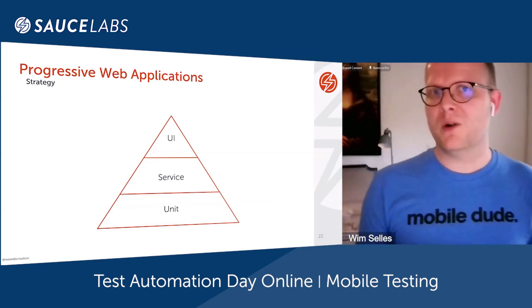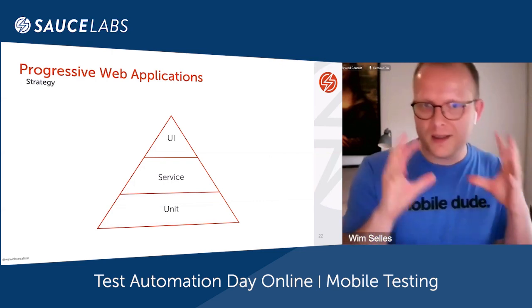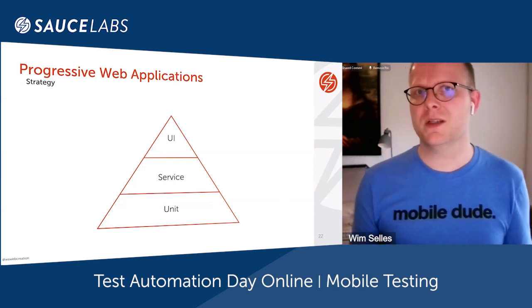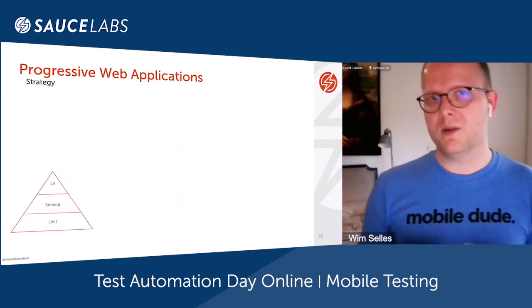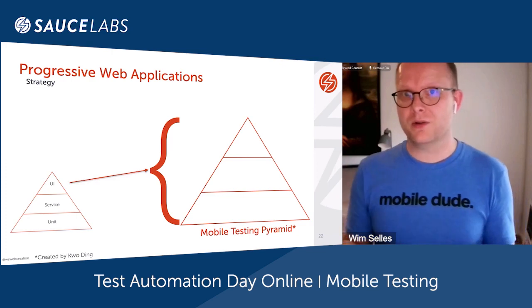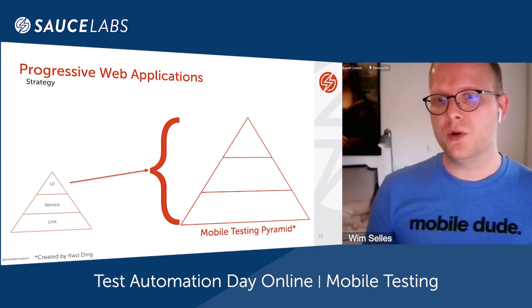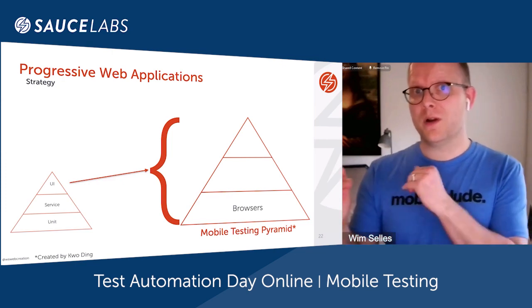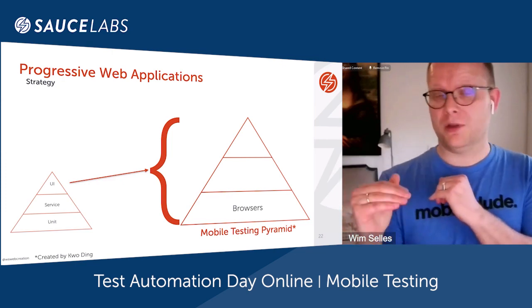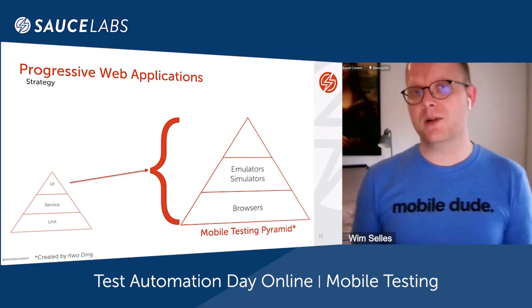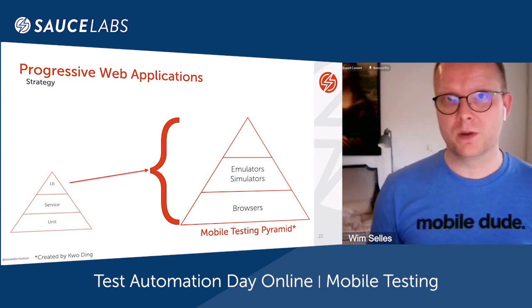A few years ago, a good friend of mine, Coding, did his first presentation during the first SeConf. I think it was in 2017. And that's where he presented the mobile testing pyramid. And I want to use that mobile testing pyramid today also to show you what you could do on every layer. Because if you look at the PWA, then we've got different layers. We've got the browser layer, things that you could test in a browser. We've got the emulator and simulator layer, and we also have the real devices layer.